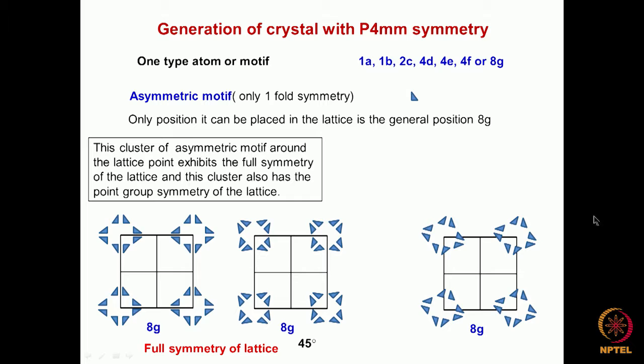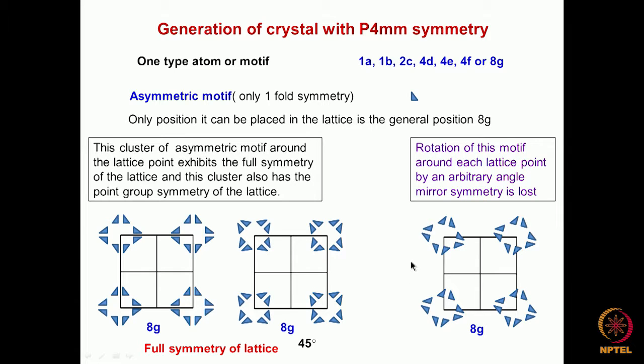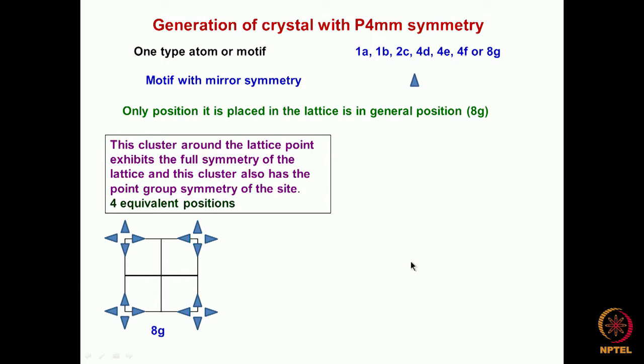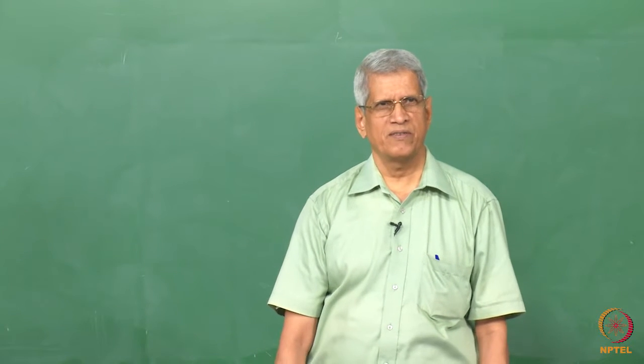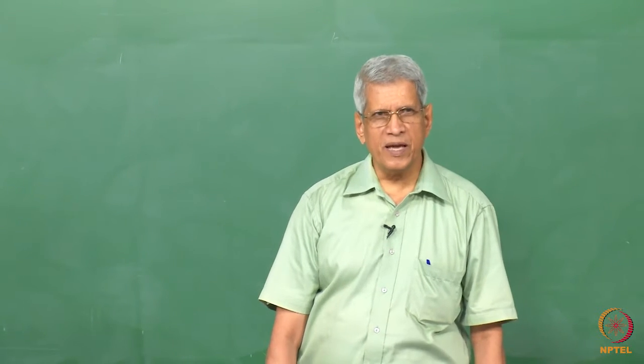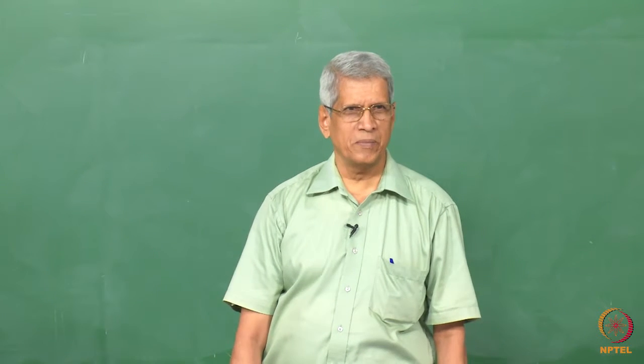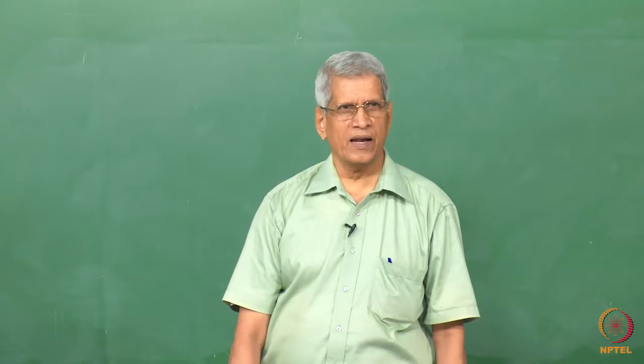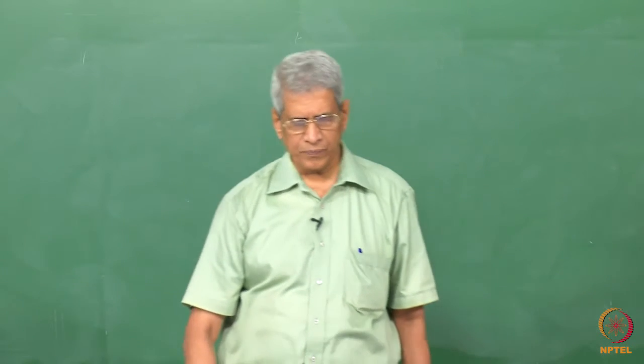Now if we rotate it by some arbitrary angle, then in this position it will have a 4-fold symmetry, but it does not exhibit the mirror symmetry. So this position is not possible, correct. So an arbitrary angle rotation cannot be done, and so most of the time when we put a motif at a lattice point, the motif tries to arrange itself in such a way that the symmetry elements of the motif and the symmetry elements around that lattice point are lying on top of each other, okay.